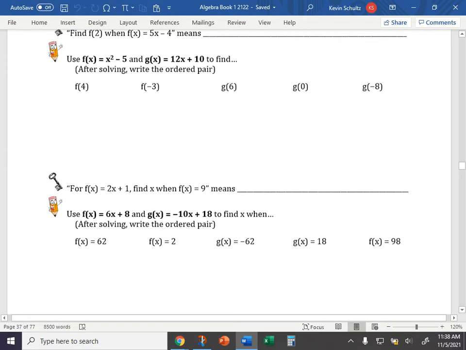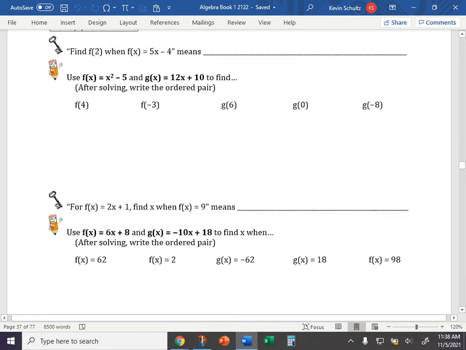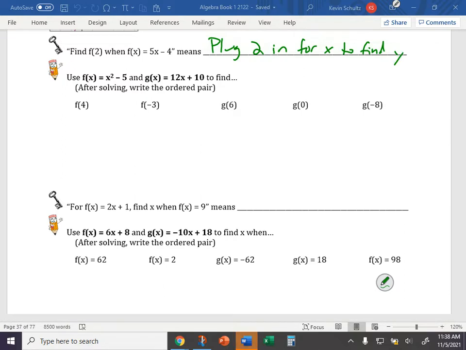So to recap here, when it says find f of 2, when f of x equals 5x minus 4, what that means is we want to plug 2 in for x to solve for y, or to find y. So we had y equals 5x minus 4, which is 5 times 2 minus 4, and y is going to equal 6.